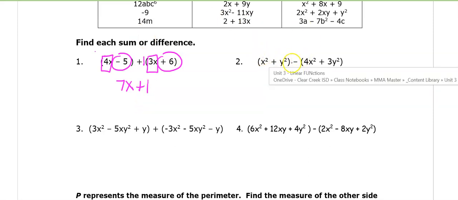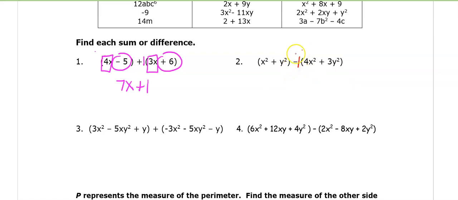This one has a negative in between, so that's a -1. Before we do anything, PEMDAS tells us we have to get rid of the parentheses. So we have to distribute this -1 to both things behind it, because this is multiplication. -1 times 4x squared is -4x squared. -1 times +3 is -3y squared.